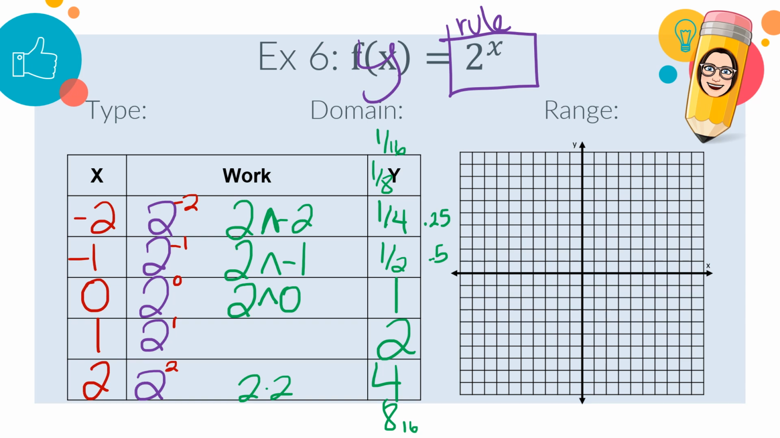Interesting. Okay, let's plot our dots. Negative 2, 1/4. Oh my gosh, that's so tiny. It's almost right above the axis. Negative 1, 1/2, a little easier. 0, 1. 1, 2. 2, 4. I'm going to plot. I have room for the 8. You probably don't, but 3 would be 8.